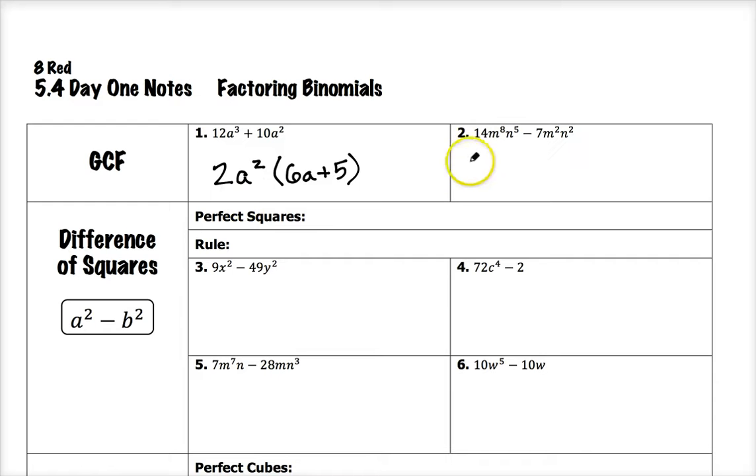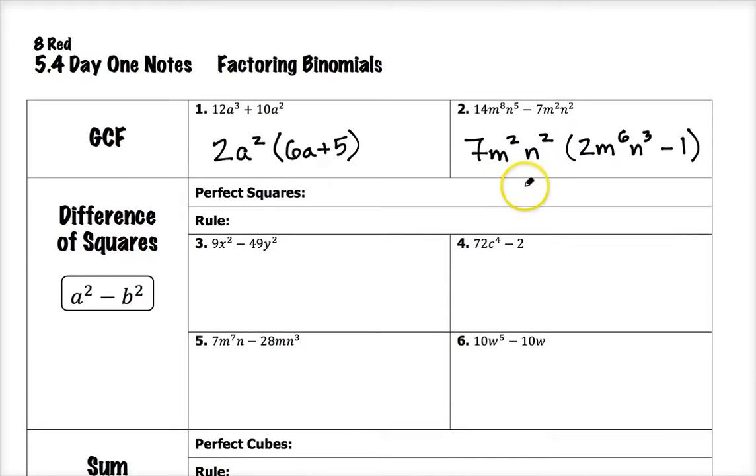And that's what we do for number one. Number two, you have a GCF of 7 for 14 and 7. You can factor out an m squared from each term, and you can also factor out an n squared from each term. So if you do that, you're left with 2 m to the 6th n cubed for your first term, and then your second term you're just left with a minus 1. Okay, so always check for a GCF first, and then sometimes that's all you can do for binomials.